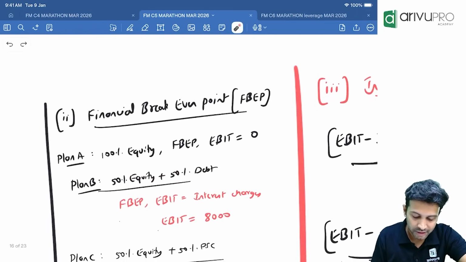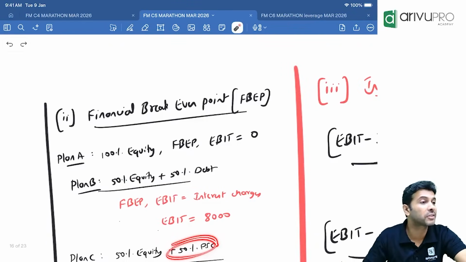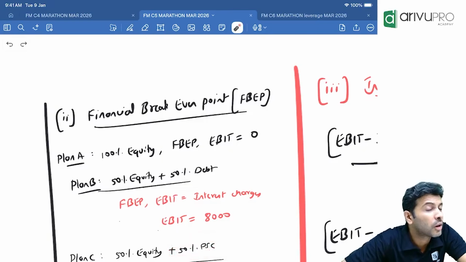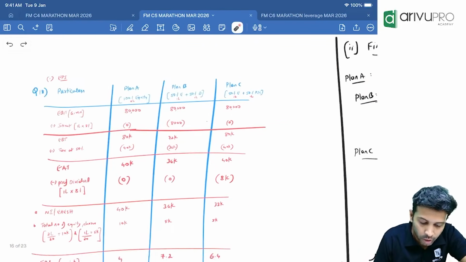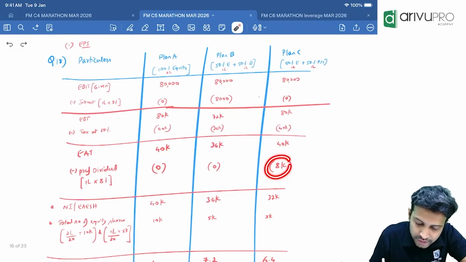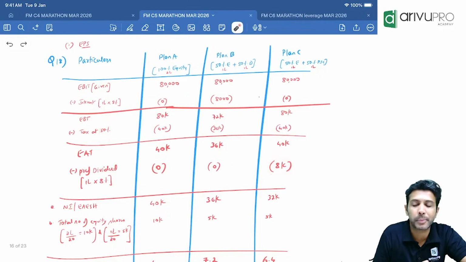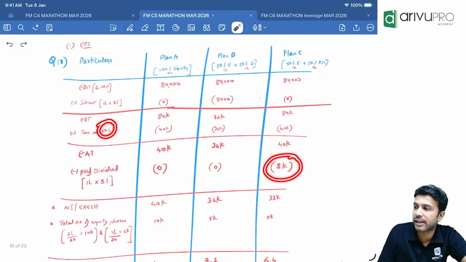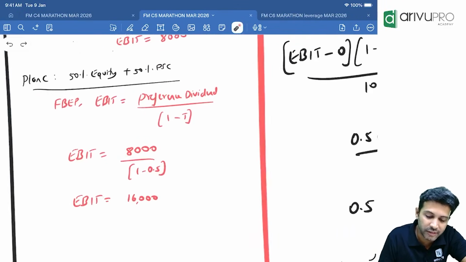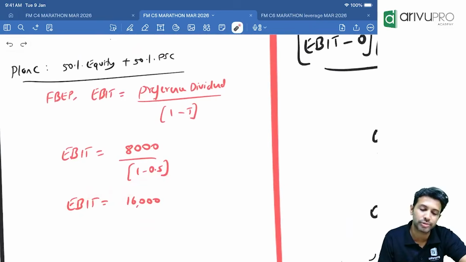In the third plan, it is 50% equity and 50% preference shares. What is the financial break-even point for the preference shares plan? Is EBIT equal to preference dividend? No. EBIT is equal to preference dividend divided by 1 minus tax rate. What is the preference dividend? 8,000. What is the tax rate? 50%. Preference dividend divided by 1 minus tax rate is 16,000. Done now.